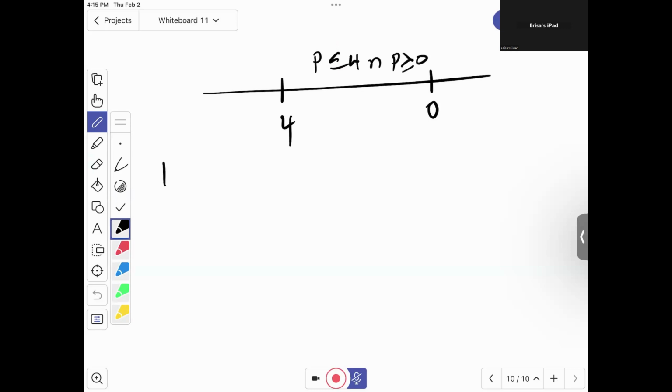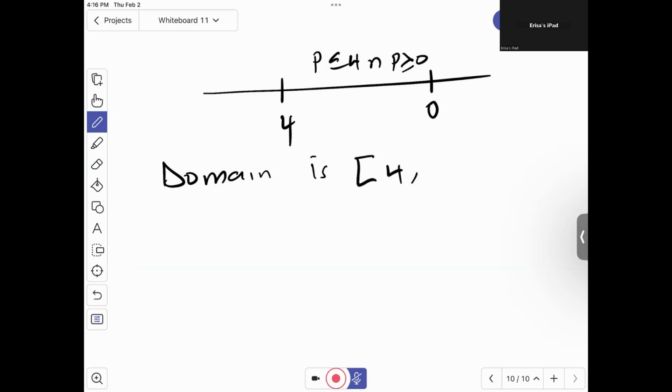So the domain of this function is a closed set. It includes 4 and includes 0. So if you are taking the square root of 2 minus the square root of p, you want values of p from 0 up to 4.